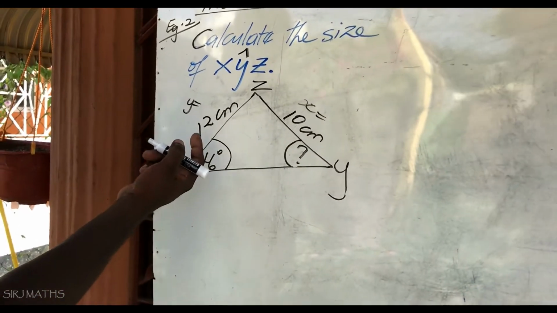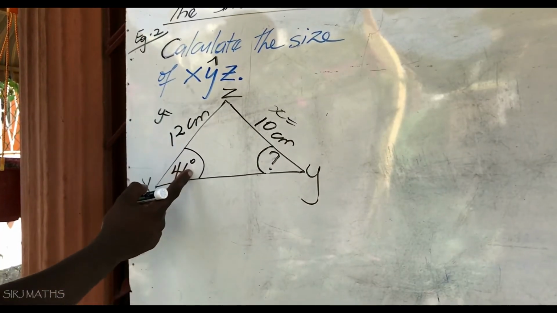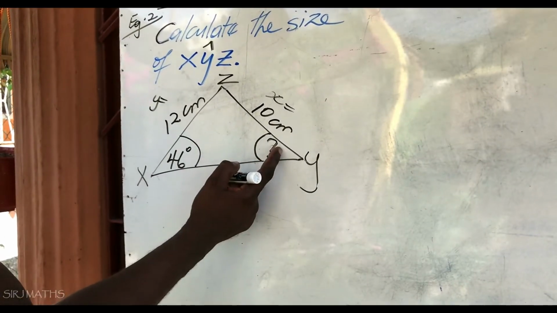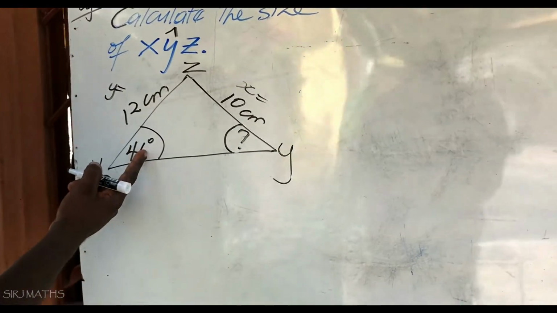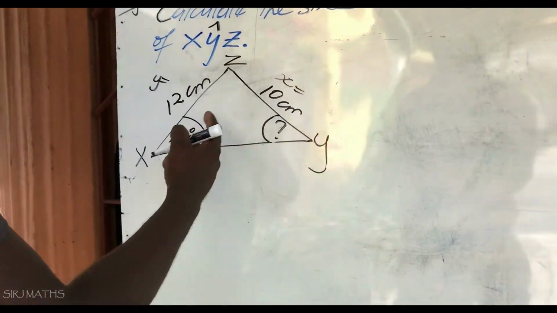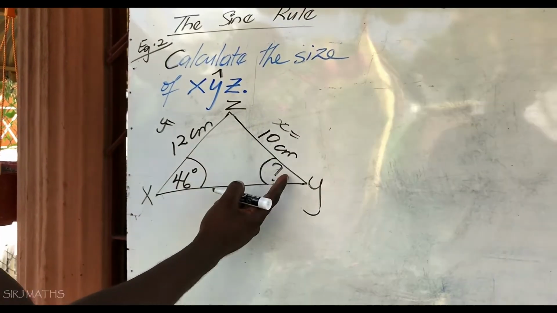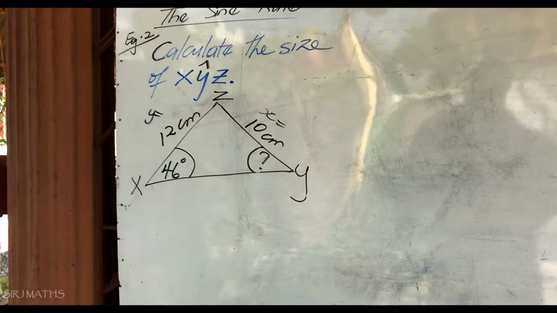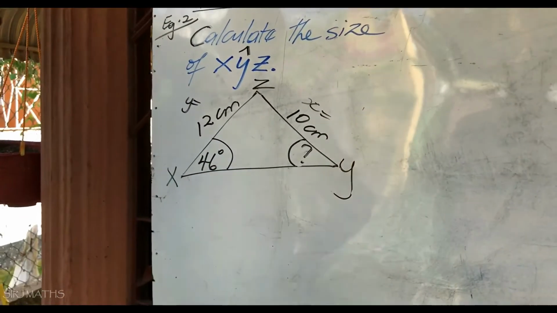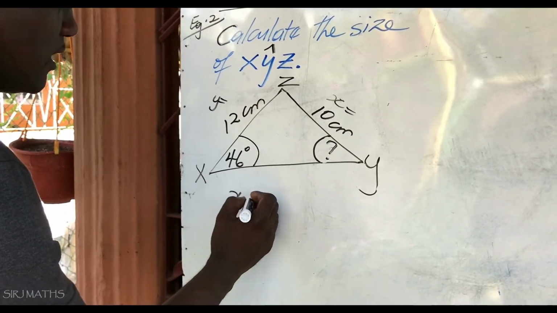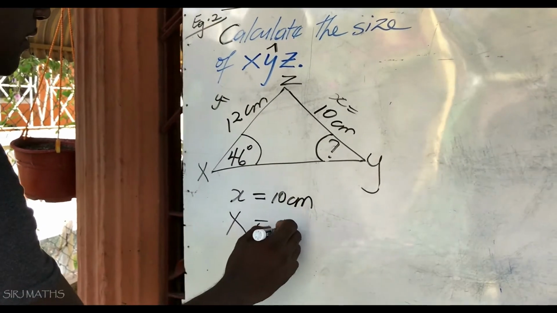Now what we note here is that this side is longer than this side. So if this angle is 46 degrees, then clearly this angle must be greater than 46 degrees, because the side and the angle opposite have a certain relationship. So this side is longer than this side, so this angle must be bigger than this angle. So that gives you an idea as to what your answer is supposed to be like. So we write down, we have little x equals 10 centimeters. We have big X equals 46 degrees.